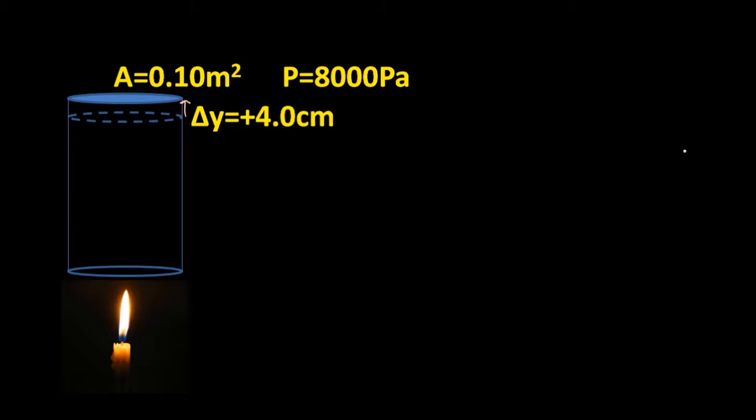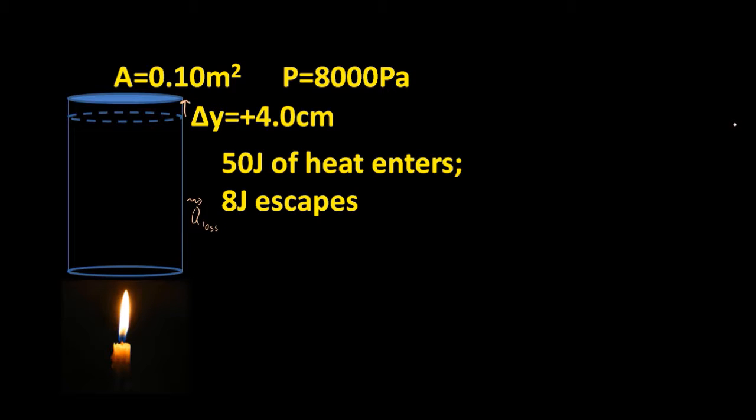So that means work is being done by the gas, or negative work is being done on the gas. Furthermore, we're going to add some heat to the system by putting a candle underneath it there. So we're going to add heat. Now, there may be heat escaping out of the side walls because it may not be perfectly insulated. So there might be some heat heading out that way also. We'll call that Q loss, something like that. So let's take a look at some numbers. Let's suppose that 50 joules of heat enters because of the candle, and 8 joules of heat escapes as a result of losses of heat through the side.